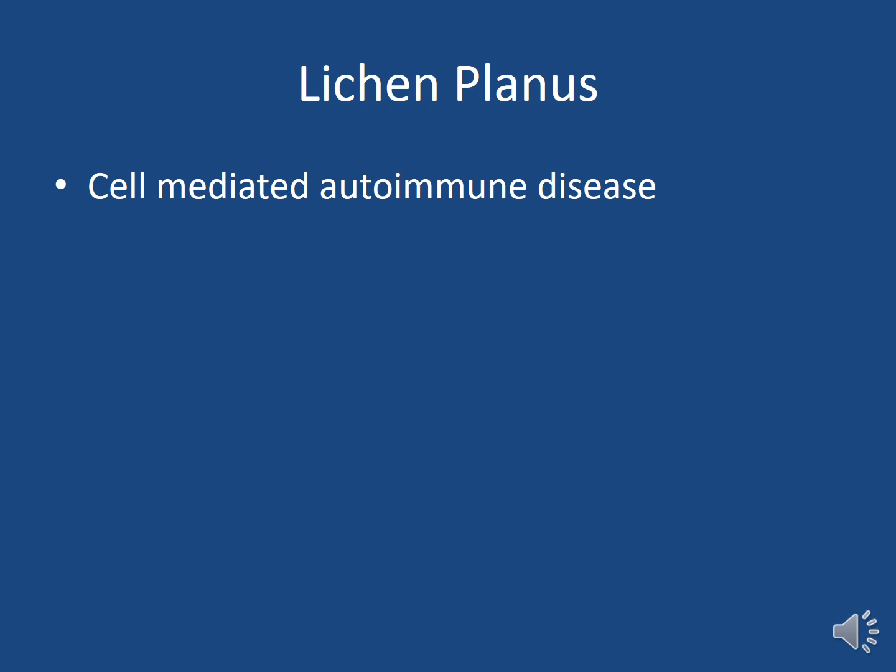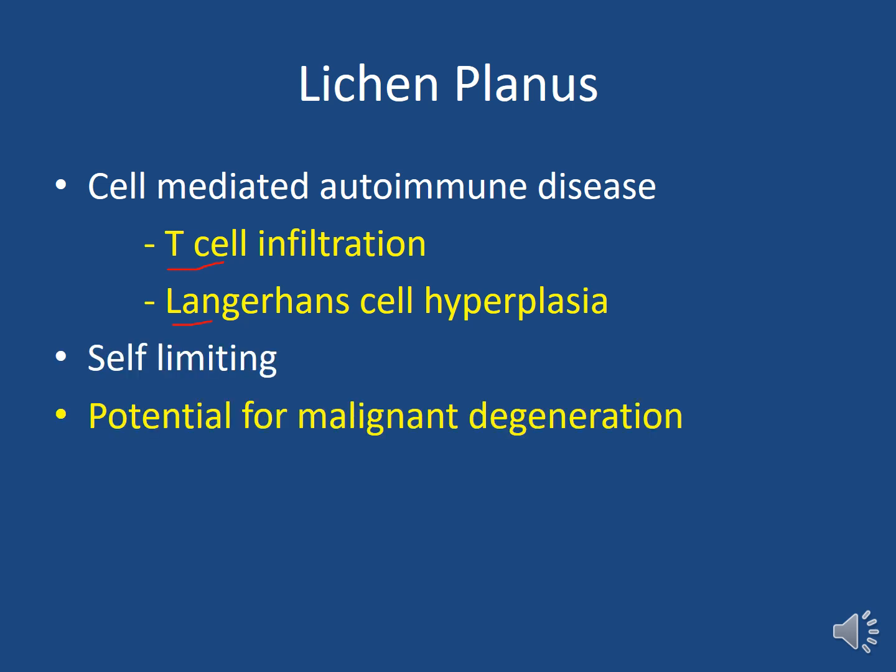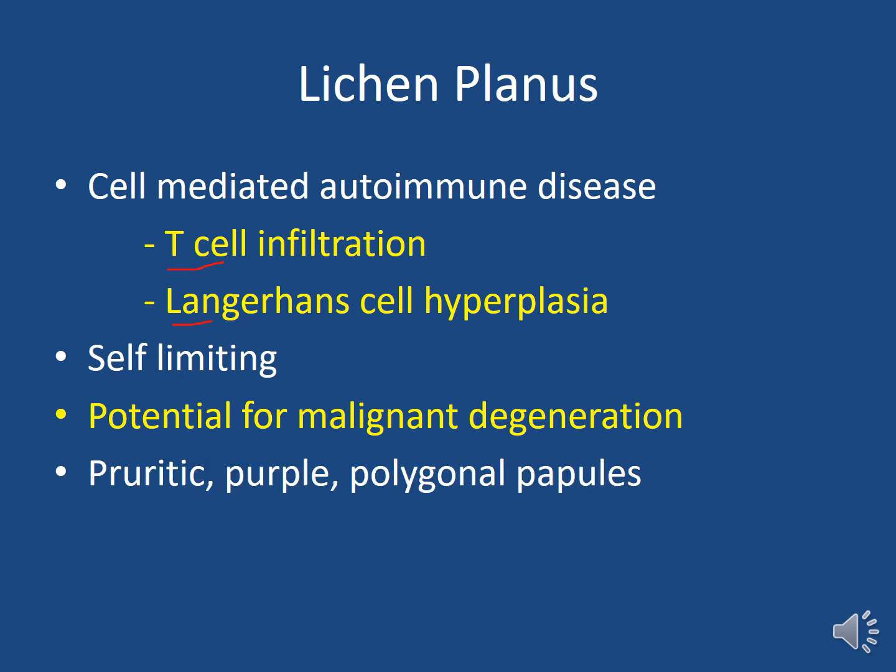Another form of chronic dermatosis is lichen planus. This is a cell-mediated form of autoimmune disorder which is characterized by infiltration of the skin by the T cells and proliferation of the dendritic cells or the Langerhans cells. This is a self-limiting condition, but there are cases where lichen planus lesions degenerate into malignancy.